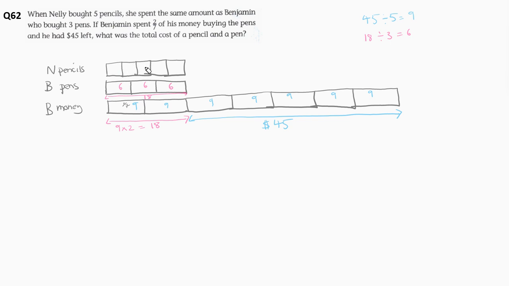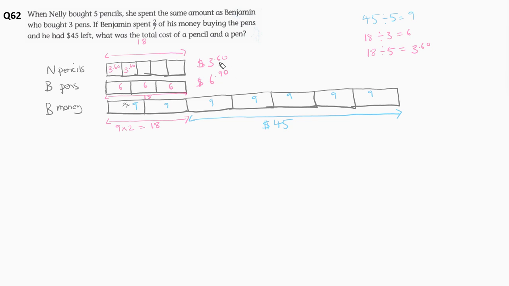And here we have 1, 2, 3, 4, 5 parts. Okay. It also has a total value of 18. And if we want to find the value of one of them, we need to divide 18 by 5, which is going to be $3.60. Okay, so each of these is $3.60. I don't need to write them all in, but that's the cost of 1 pencil. So what are we asked? Well, 1 pencil is $3.60, and 1 pen is $6.